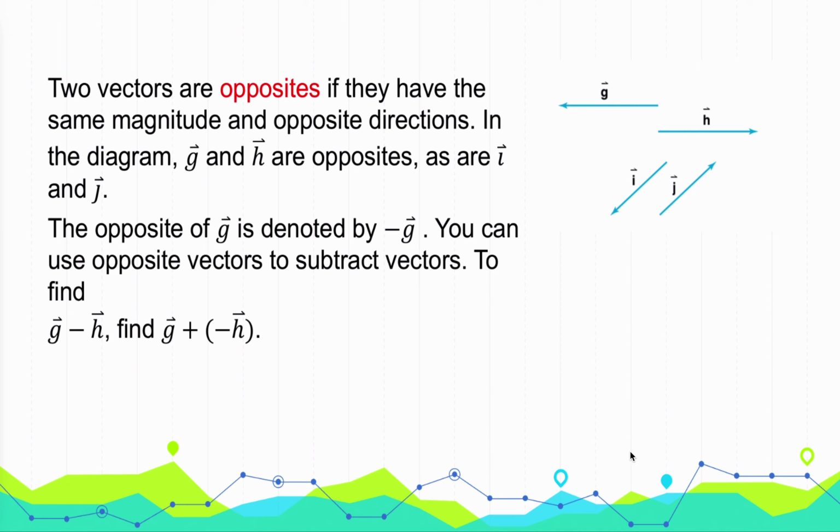Two vectors are opposites if they have the same magnitude and opposite directions. So vector g and vector h are opposites. Vector i and vector j are opposites. The opposite of a vector is denoted by making it negative. You can use opposite vectors to subtract vectors. So g minus h is g plus negative h.